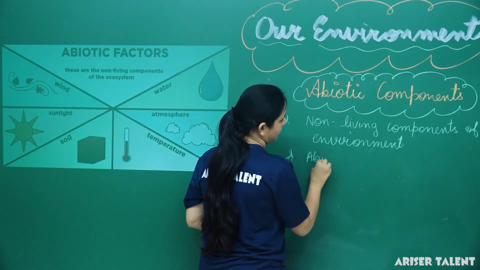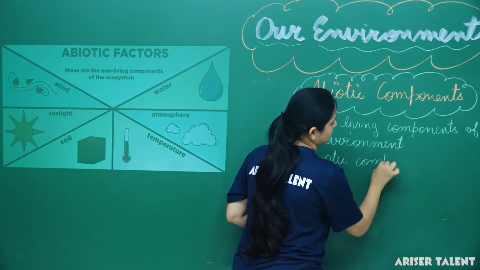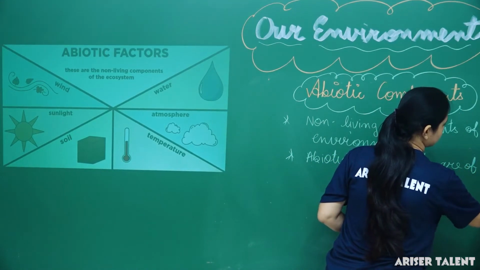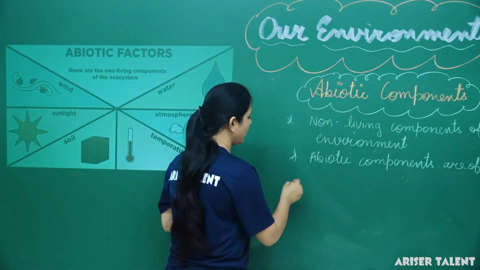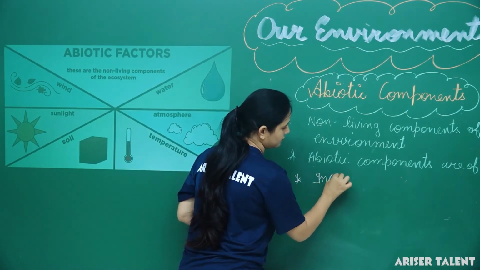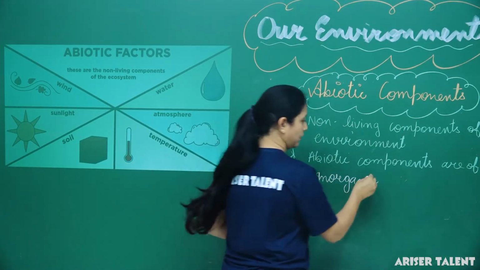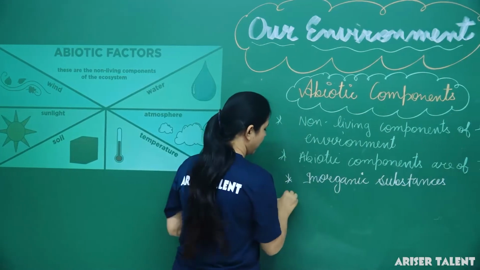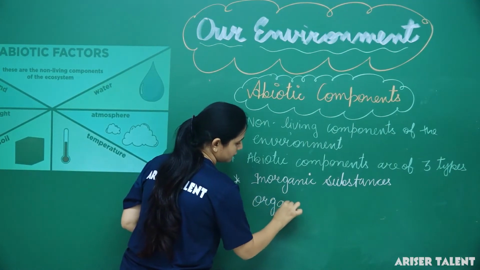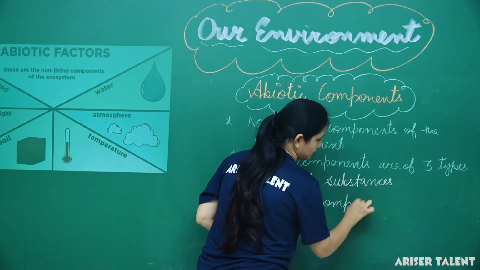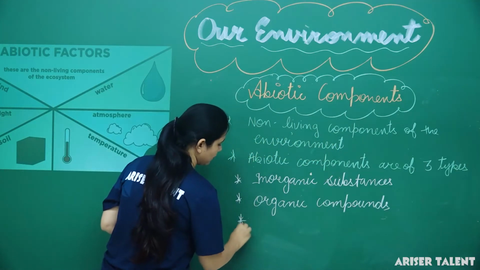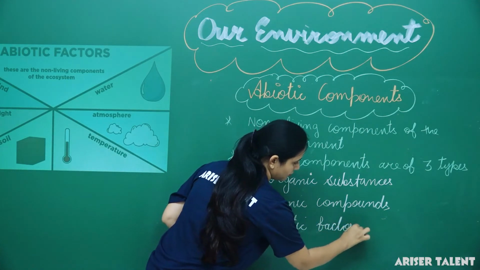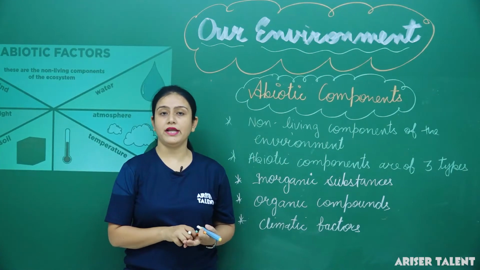So abiotic components are of three types. Okay, what are they? Number one is inorganic substances. Okay, then organic compounds and climatic factors. Okay, so these are the three main types of abiotic components.